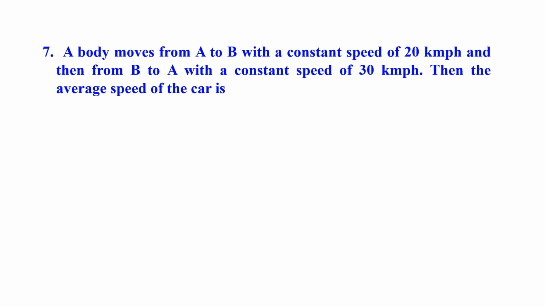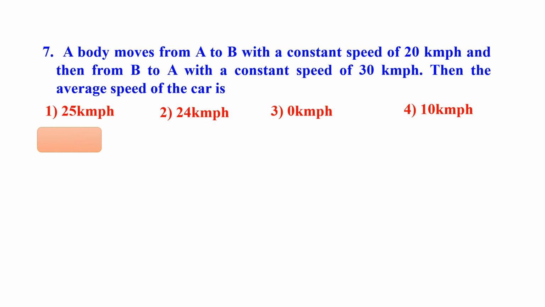Next, a body moves from A to B with a constant speed of 20 km per hour and then from B to A with a constant speed of 30 km per hour. Then the average speed of the car is, here we have to calculate the average speed of the car. 25 km per hour, 24 km per hour, 0 km per hour, 10 km per hour. Let us go to the solution. Here the concept is average speed.